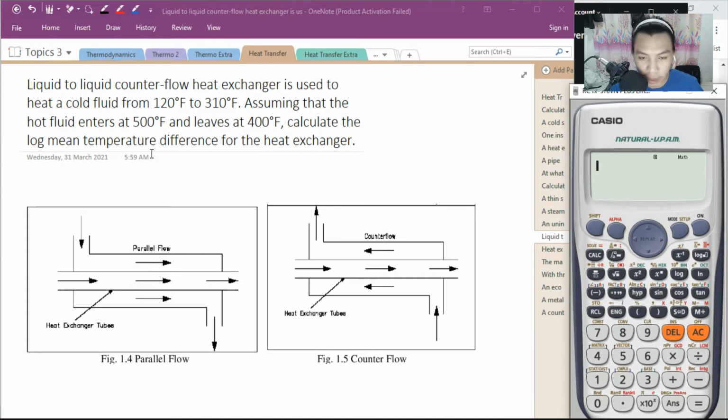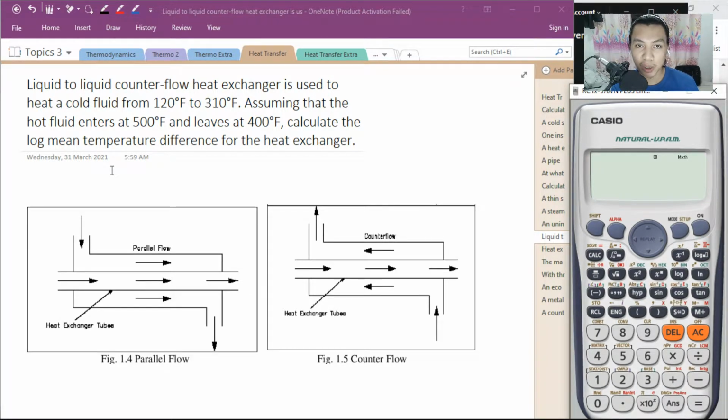We have different types of solutions when it comes to that. We have what we call the arithmetic mean temperature difference and the logarithmic mean temperature difference. Simply, the difference between the two is that for the arithmetic mean temperature difference, the temperature differences are arithmetically related to each other. This means the increments and decrements have a common difference.